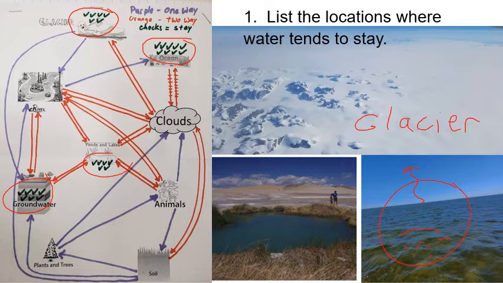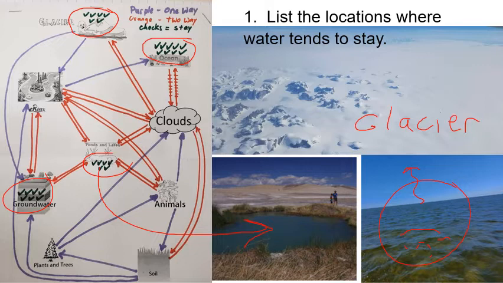Another place that water tends to just sit and hang out are lakes and ponds, because the water's just sitting there. It's not going anywhere. It's just kind of hanging out. So once water gets into a lake or a pond, it has a tendency to hang out a long time.